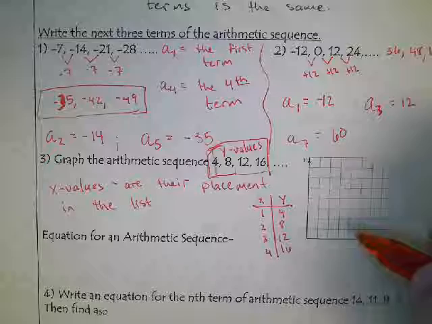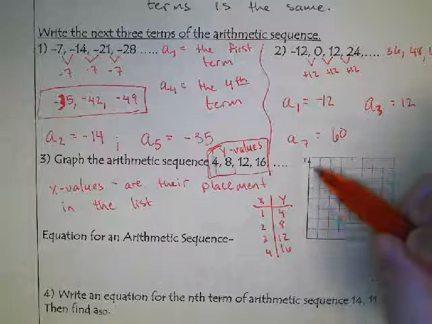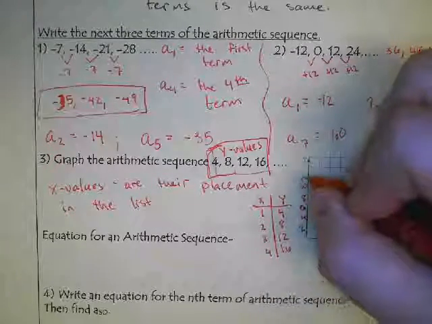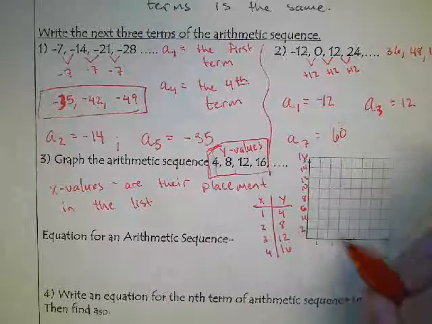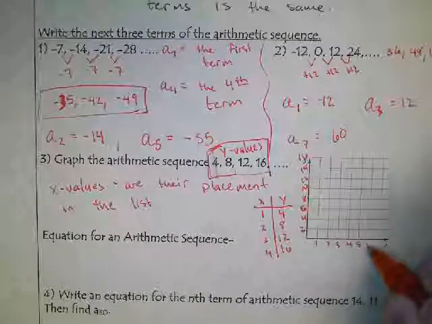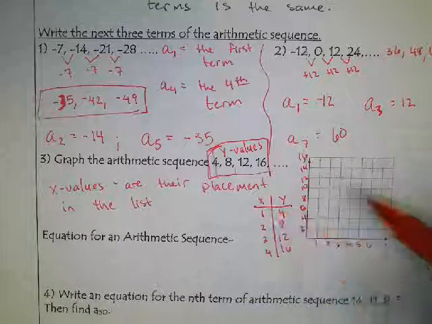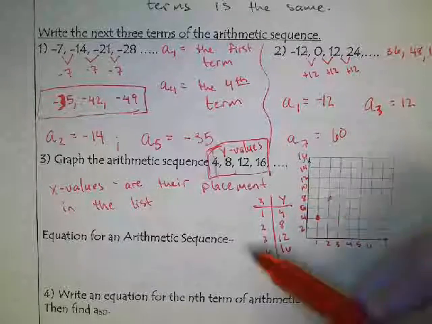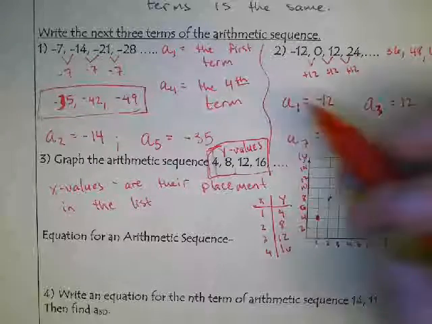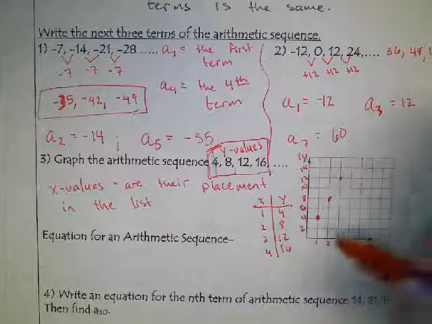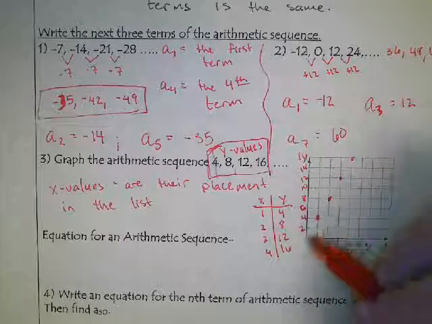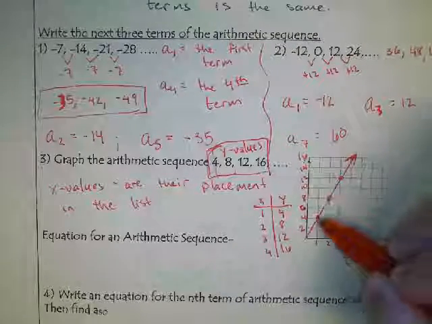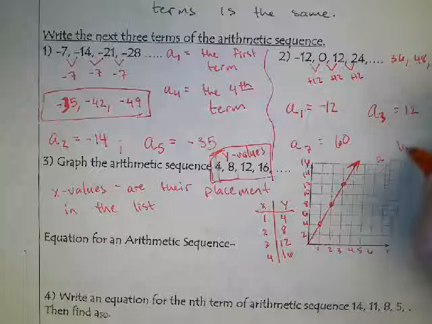Let's count by 2's along the side, and then count by 1's along the bottom. When I'm at 1, I'm at 4. At 2, 8. At 3, 12. And then 4, 16. And if we connect these dots, what kind of graph is this? This is a line.